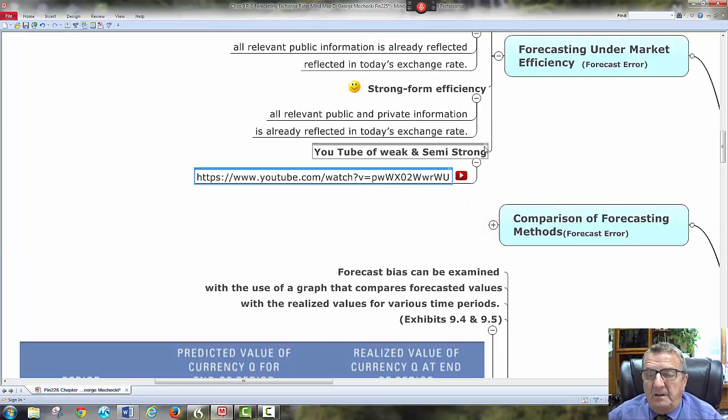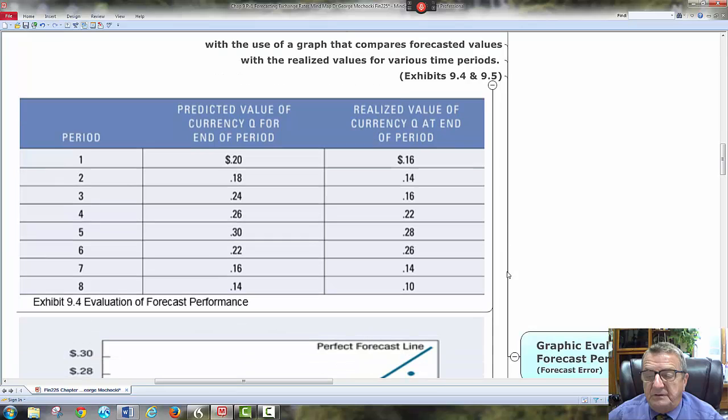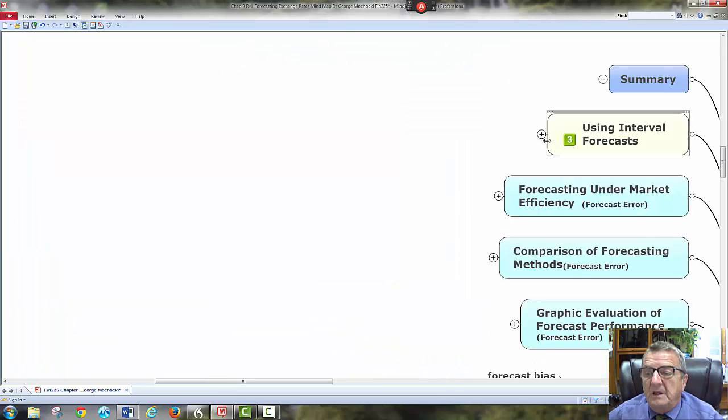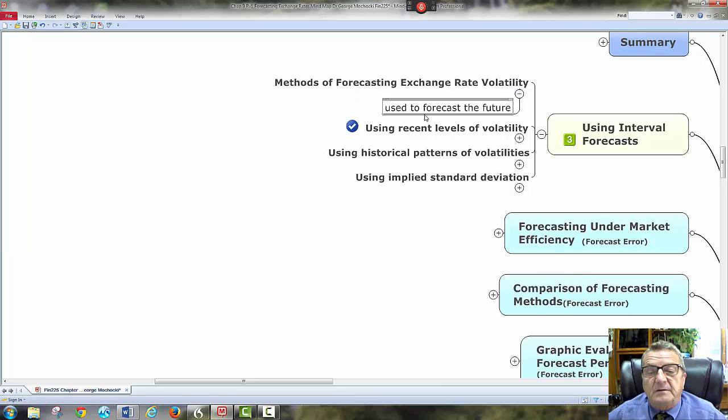Okay? All right, so let me close this up. Okay, now let's close this up. Okay, let's see, using intervals. Okay, methods for forecasting exchange rate validity. All right, used to forecast the future. Okay, are we doing good?